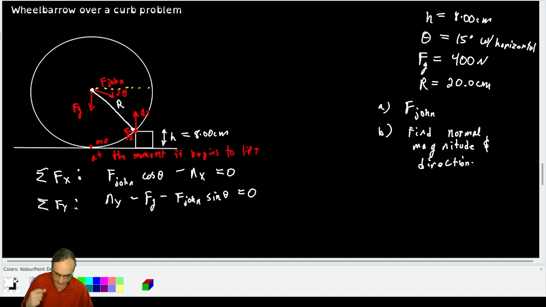And this is where things start to get interesting. So first we need to pick a center of rotation. And we're going to pick that center of rotation right at the junction point with the brick, because we don't know either of those forces. So it would be lovely if we can get rid of them, because if we get rid of both of them, we should be able to find torque for Fg and torque for the force due to John, and that's going to let us figure out the force of John. That'll let us figure out part A.